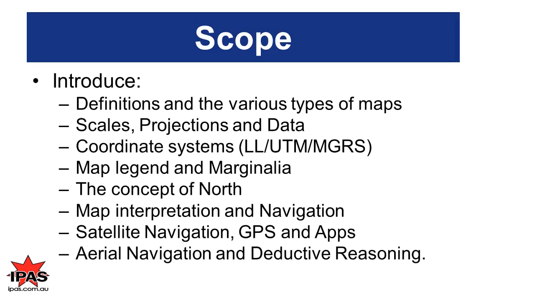The various things we'll be looking at: definitions and the various types of maps, that'll be the first part. Scales, projections and data, and then on to coordinate systems such as latitude and longitude, universal transverse Mercator and the military grid referencing system. Map legend and marginalia, being all the items in the margin of the map. The concept of north, map interpretation and navigation.